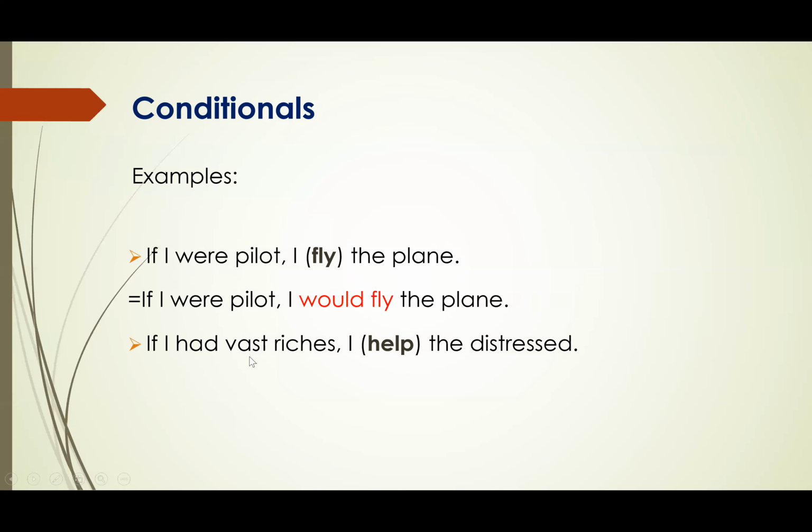Generally, what the students make mistake, they see the "had" and they think that it is past perfect. So see, there is no verb. There is no past participle form of verb. Here, "had" is the main verb. Okay, "had" is not an auxiliary verb. So that's why it is past indefinite, and we will use second condition. If I had worse riches, I would help the distressed.